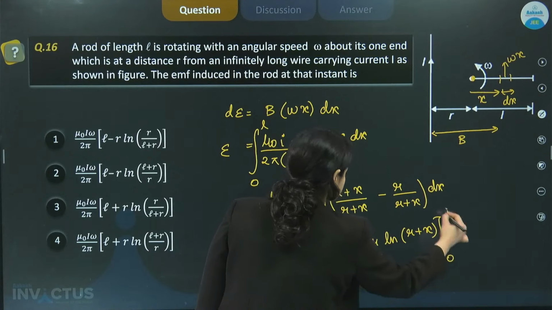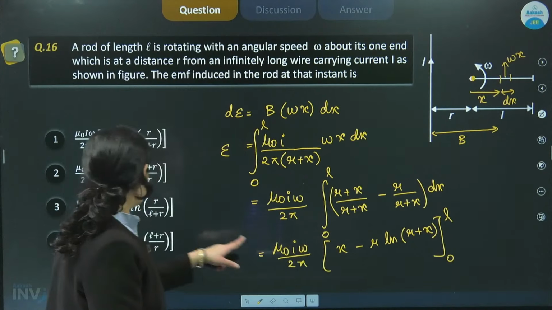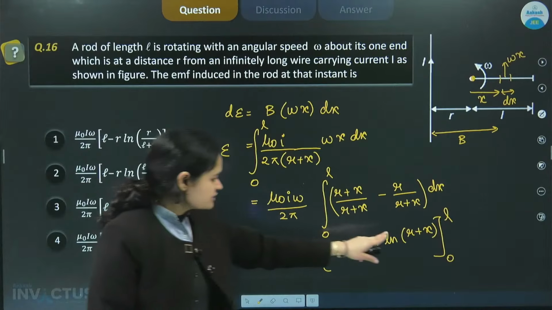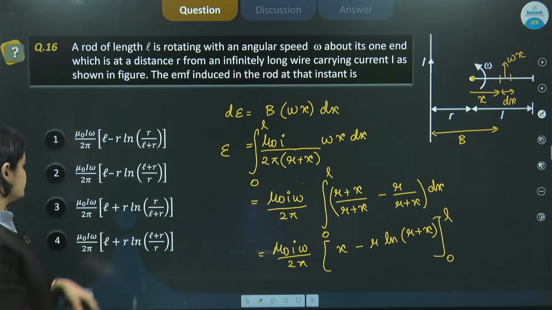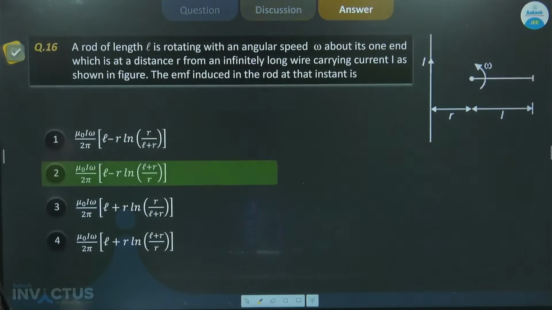So this is from 0 to L. Now if we place the limits here, we'll get 1 L over here. L present here. This term is same for all the options. Now first we put the upper limit L, then the lower limit. So option 2 seems to be the correct option for this question. Okay, so the answer for this question turns out to be option 2.